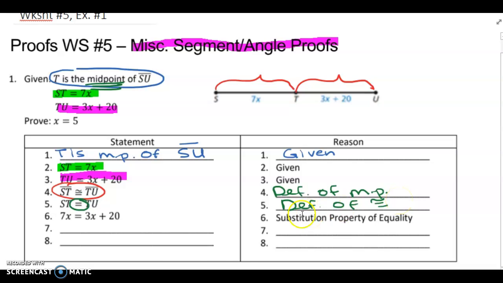Substitution property of equality, that means 7x equals 3x plus 20, right? We're going to substitute each of these in for those parts. From here, guys, it's kind of like an algebraic proof.